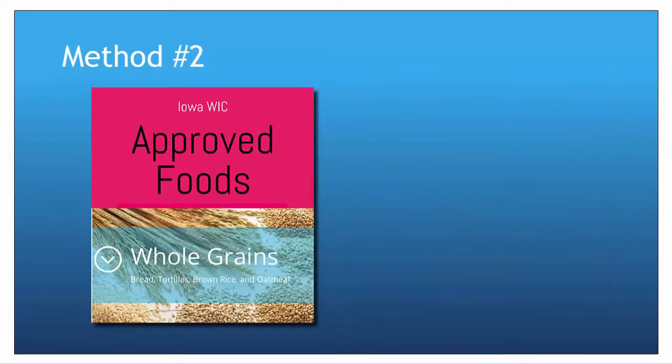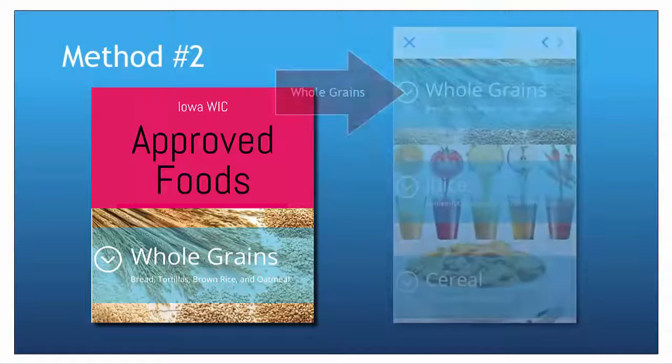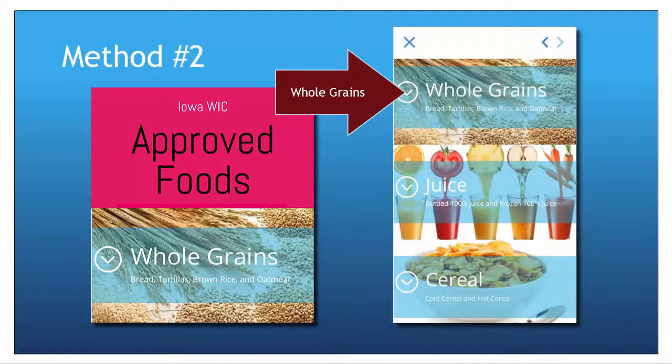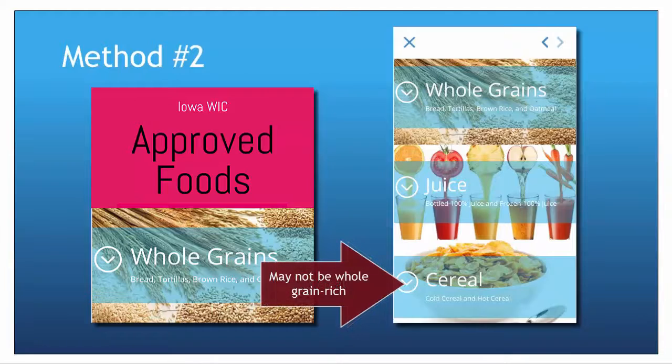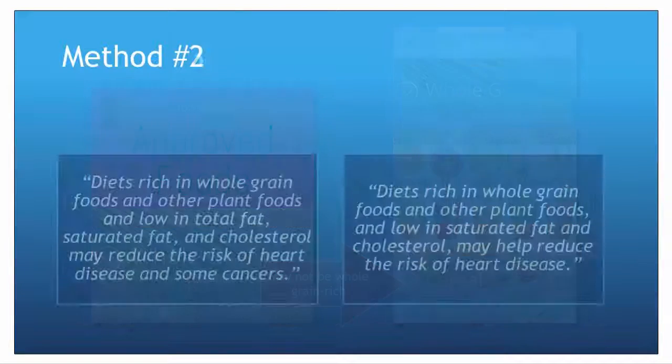Method 2. All products found on a state agency's WIC-approved whole grain food list also meet the CACFP whole grain rich definition. Note, the whole grain food list is different than the WIC cereal list. The WIC cereal list includes products that are creditable on CACFP, but not necessarily whole grain rich.